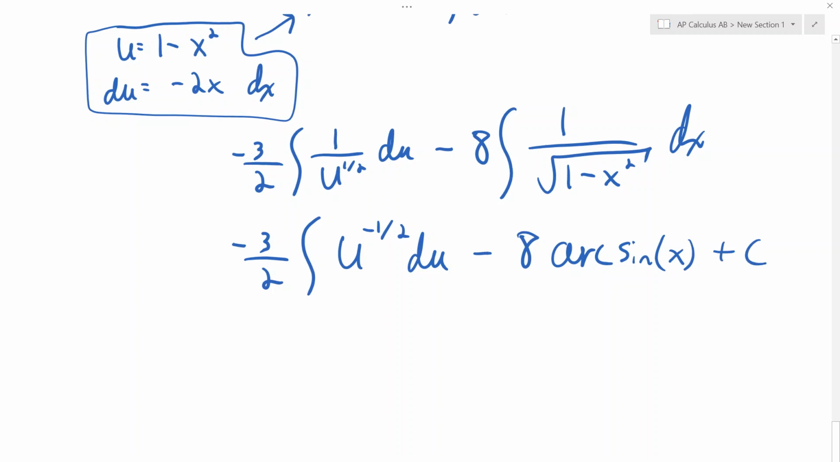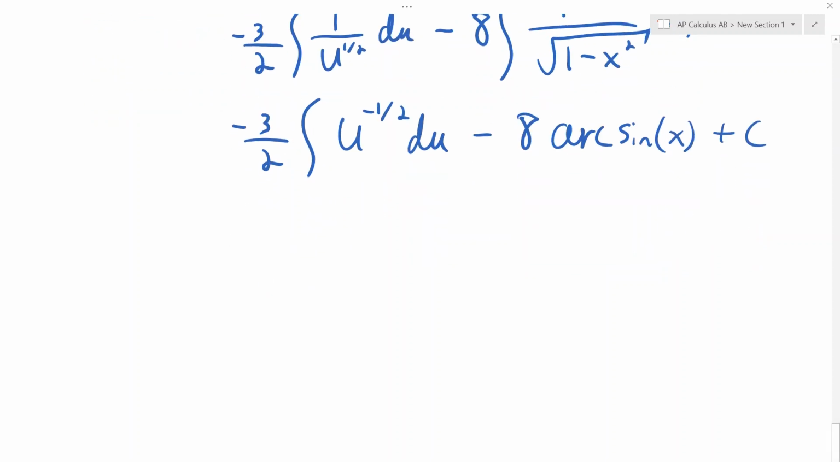Okay, we haven't integrated the first one yet. That's fine. Notice I separated them, so they're each kind of separate problems now. Integral of u to the negative 1/2 becomes u to the positive 1/2. You got to multiply that by 2. The negative 3/2 is still out front. And then everything's integrated.